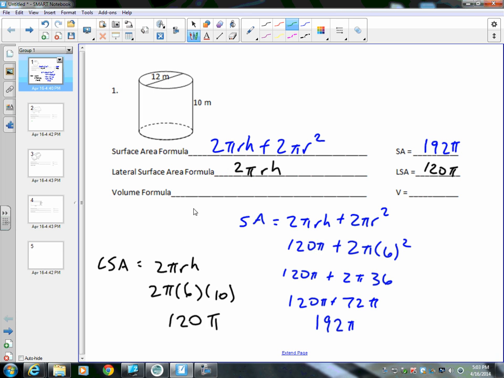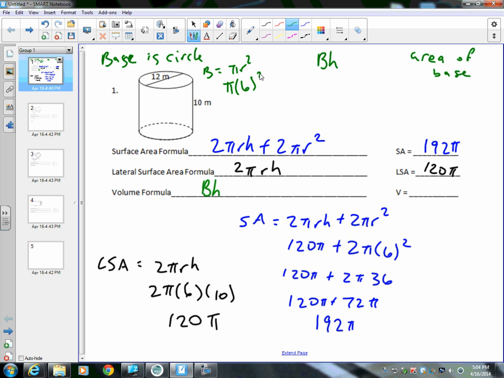Last but not least is volume. The volume of a cylinder is big B times H. I'm going to do it up here. Big B times H. Well, big B, remember, stands for the area of the base. We need to remember, on a cylinder, the base is a circle. So what is the area of a circle? It's pi r squared. So big B is equal to pi r squared. We already know the radius. The radius is 6, so plug that in. 6 squared is 36. So we get 36 pi, and that's what big B is.